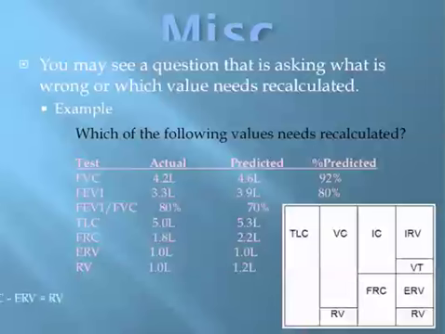Now here's your box, and I just told you FRC minus ERV equals RV. So spend some time here, get used to working with the box. It's really important that you know this box. I guarantee you will see it on your board test, on my test, and if you know this box, there's a lot of things they can throw at you that you can figure out relatively easily.